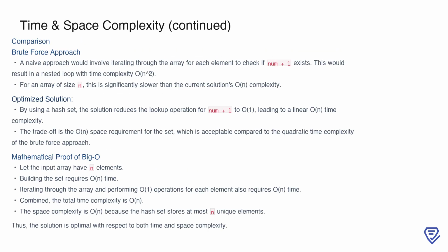Let's compare this optimized solution to a brute force approach. In the naive method, we would iterate through the array for each element and check if number plus 1 exists.